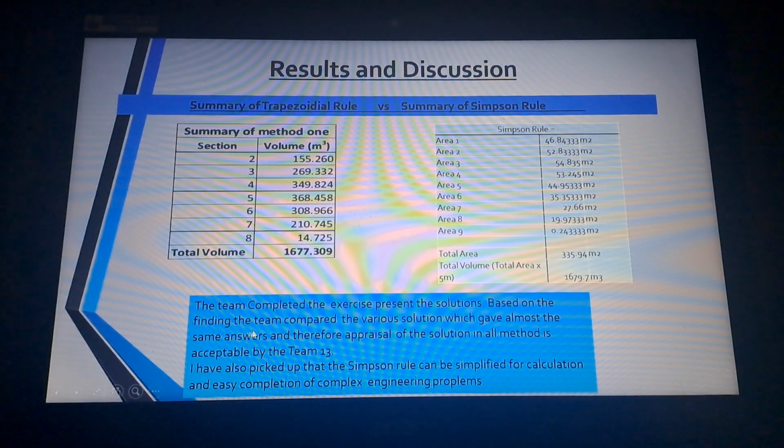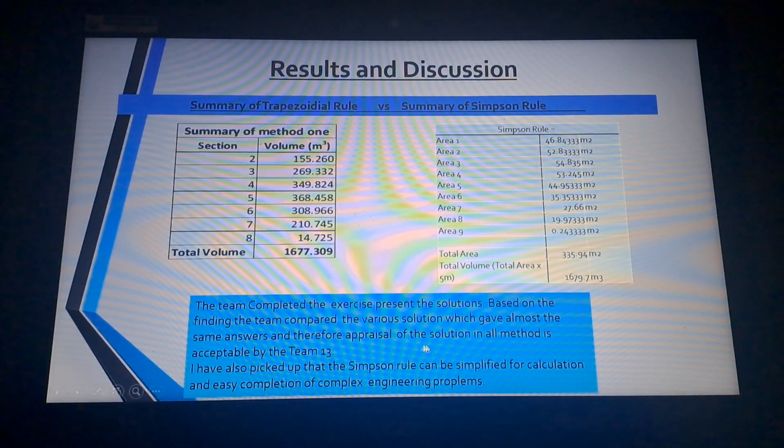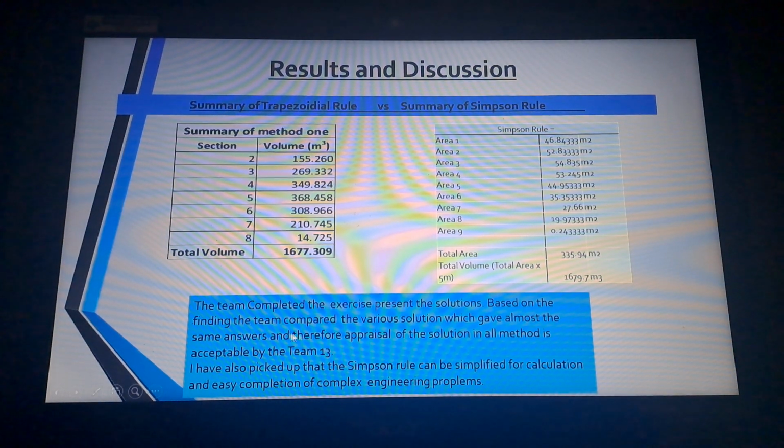Based on the findings, the team compared the various solutions, which gave almost the same answers, and therefore the appraisal of the solutions in all methods is accepted by Team 13.